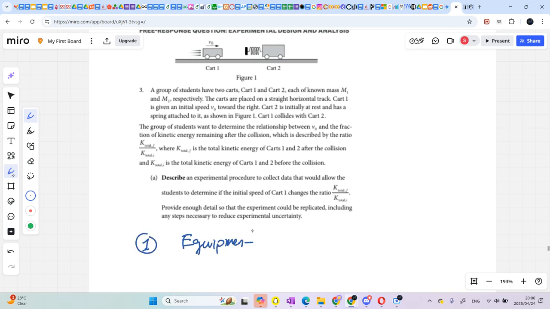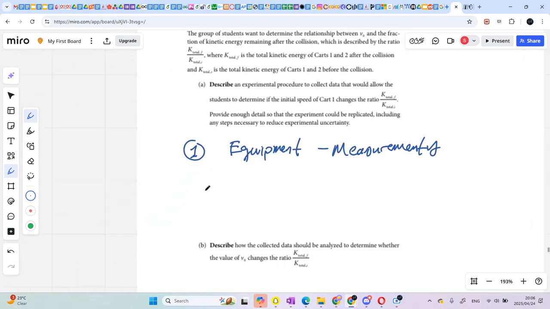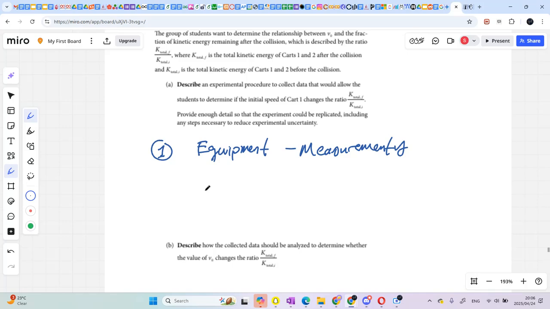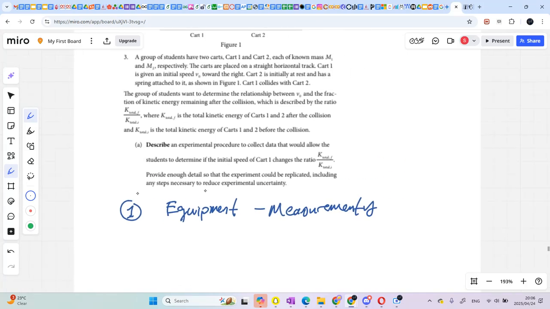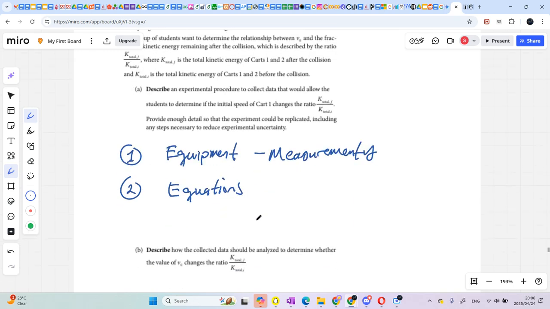Equipment and the measurements. Measurements have to be done with equipment. No equipment, no measurement. Second thing is equations. Write out the equations here because the equations are going to be what help you figure out what measurements need to take.